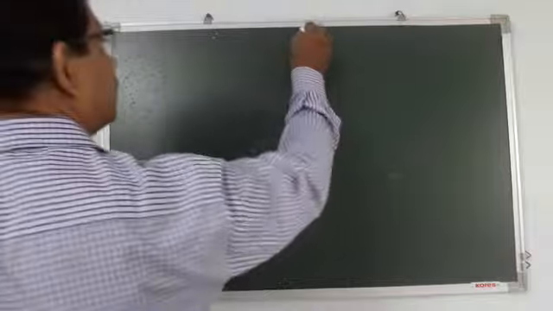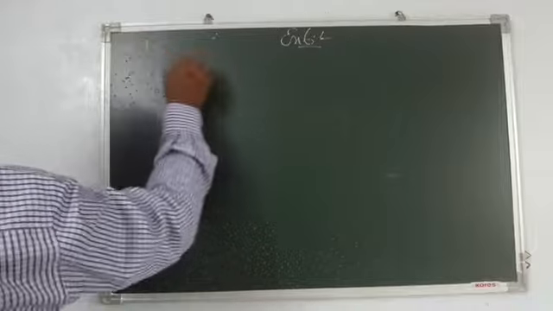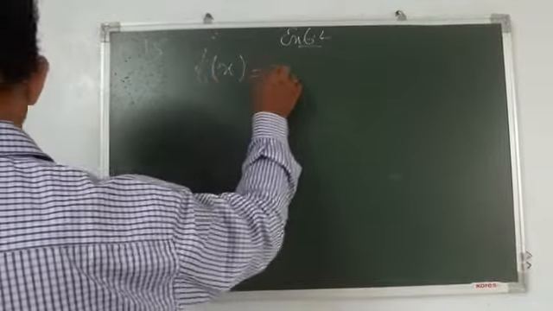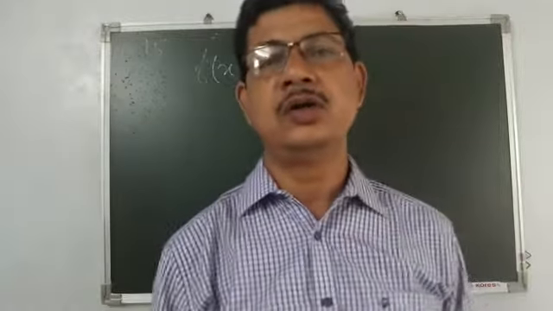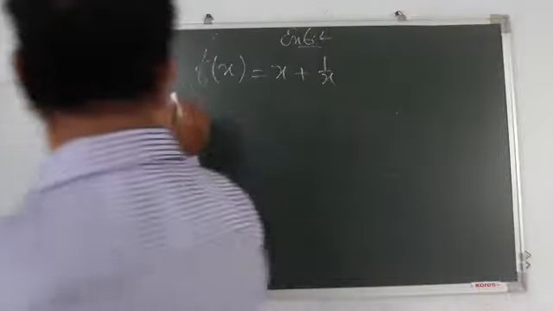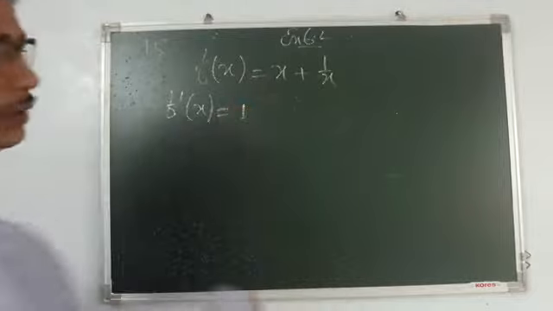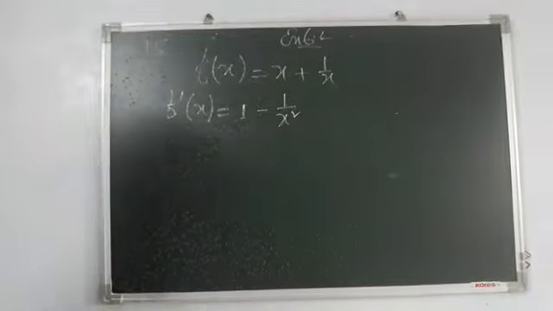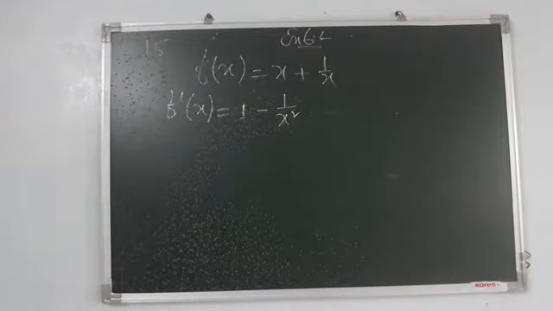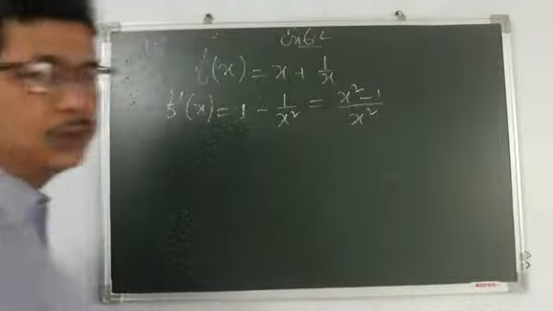So exercise 6.2, question number 15. See here, f(x) is given as x + 1/x. As it is application of derivative, definitely we have to differentiate. Differentiation of x is 1 and differentiation of 1/x is minus 1/x square. Now we can take the LCM. If we take the LCM, it will be (x square minus 1)/x square.